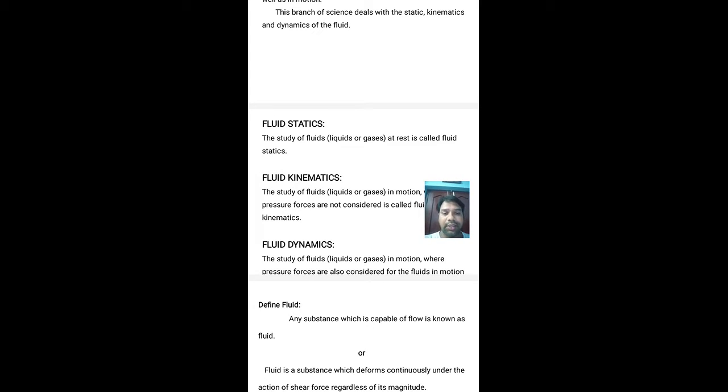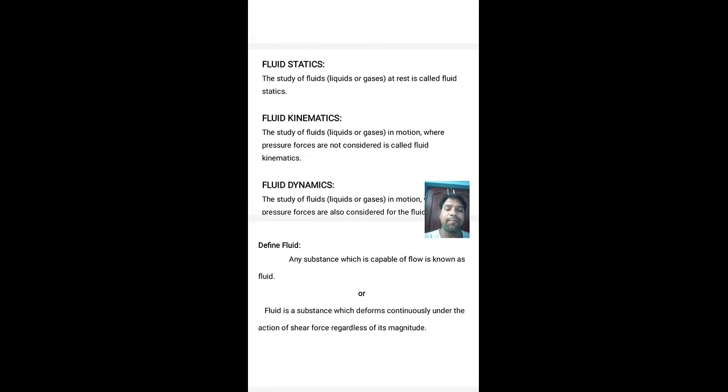Fluid kinematics. What is fluid kinematics? It is the study of fluids in motion where the pressure forces are not considered, right? So mainly we will deal with pressure, but in fluid kinematics we are not going to consider the pressure forces. What are we going to consider? We have to consider the velocity and acceleration of the fluid particles, right? So that is fluid kinematics.